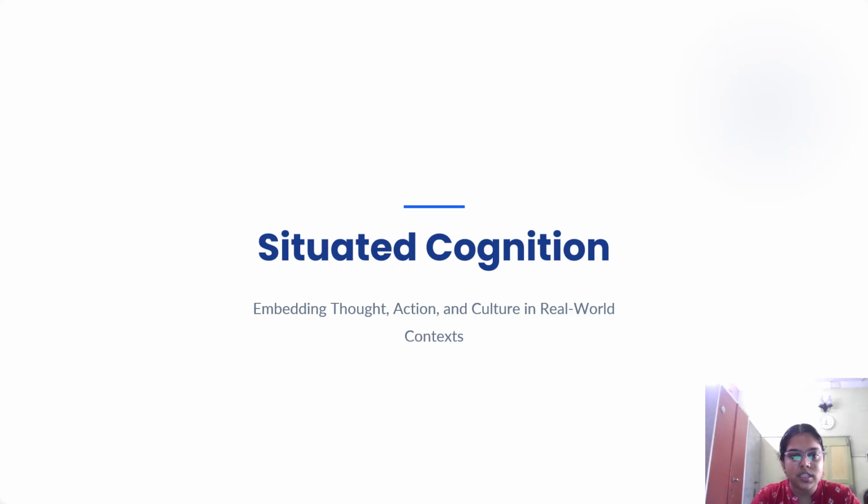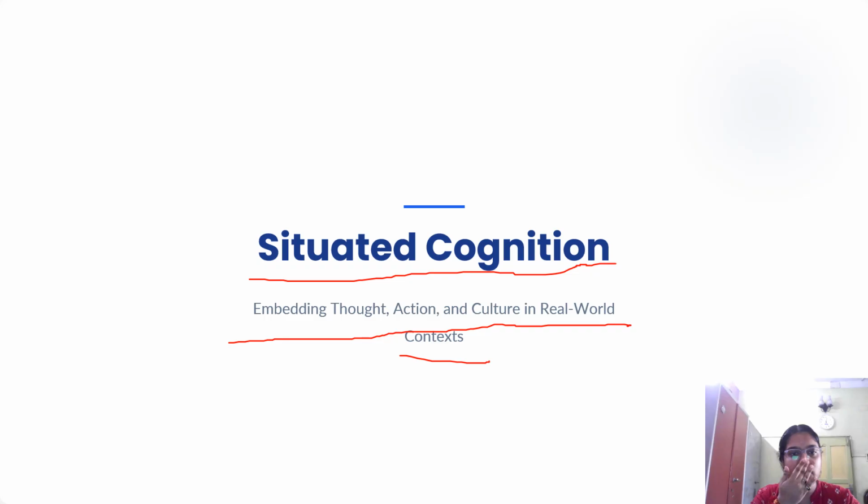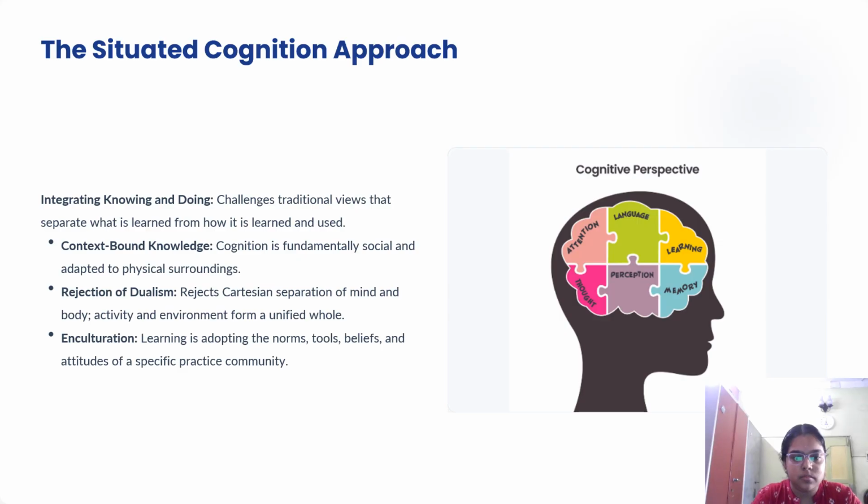Next we will discuss situated cognition, embedding thought, action and culture in real world context. Situated cognition embeds our thought, our action and culture in real world context. Now, what is this situated cognition? Integrating knowing and doing challenges traditional views that separate what is learned from how it is learned and used. It integrates knowing and doing.